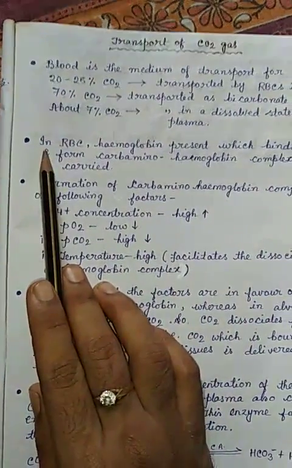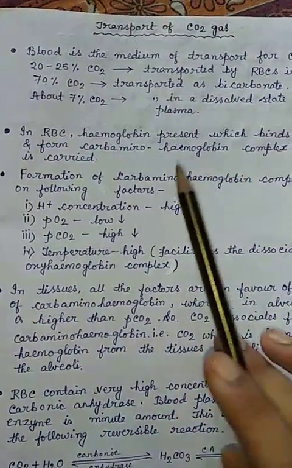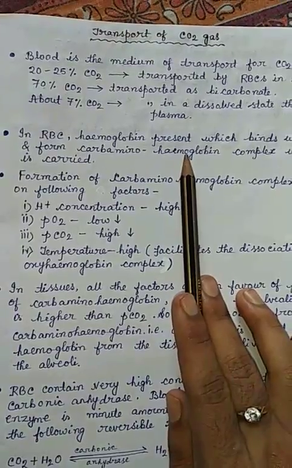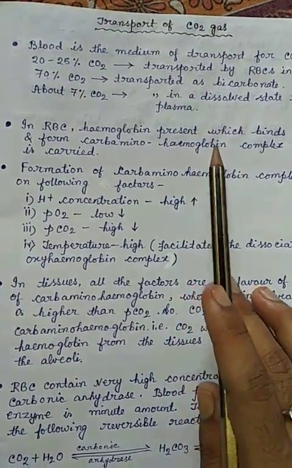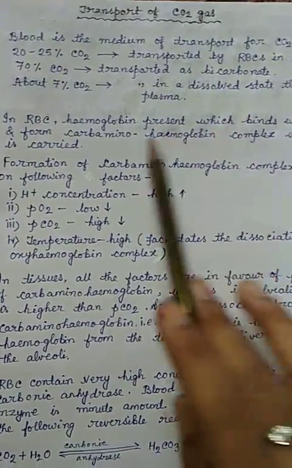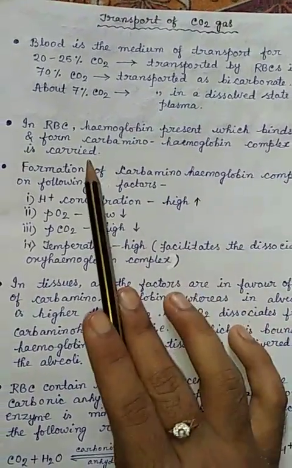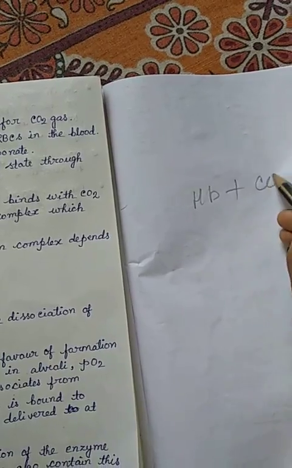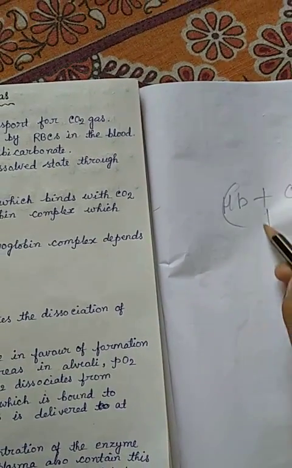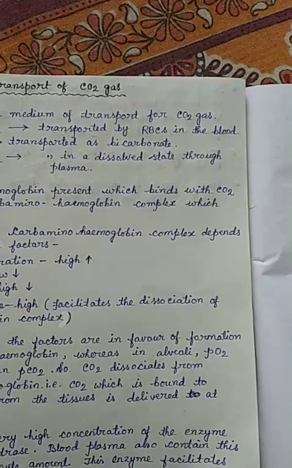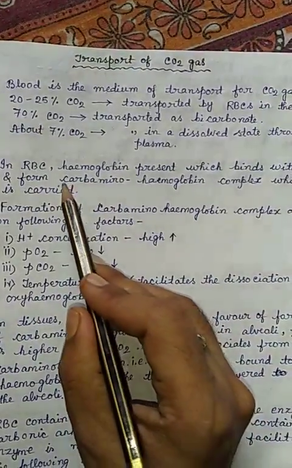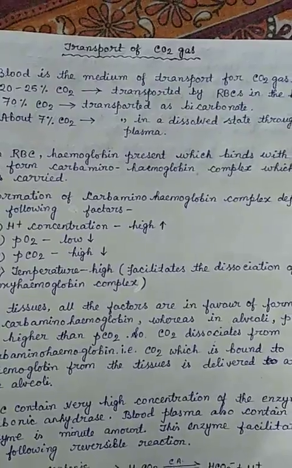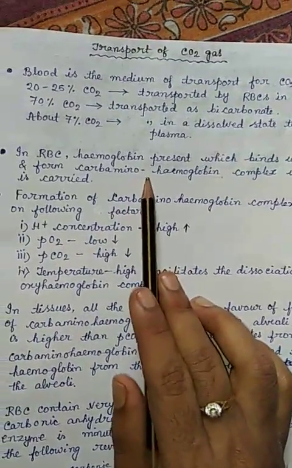Number one point is that similarly as oxygen, in RBC we already know that hemoglobin pigment is present, and there we also know that hemoglobin is capable of binding with oxygen. Here hemoglobin binds with the carbon dioxide, and a complex is formed which is known as carbaminohemoglobin. Actually this complex is carried through the blood.